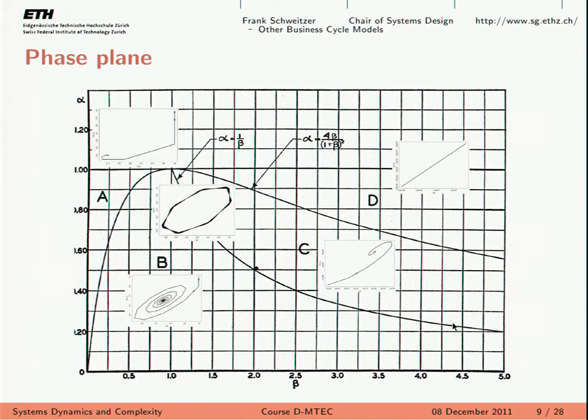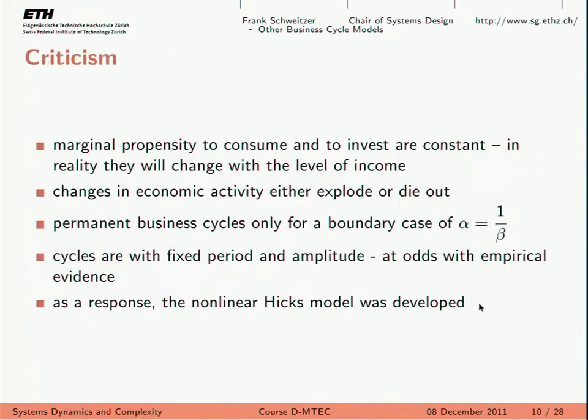So it's kind of a business cycle model, but it produces business cycles as kind of an exception, right? In most cases, it either explodes or dies down. And that motivates a lot of the critical points on this slide, namely the third bullet point. Business cycles are only a boundary case. But moreover, the cycles have a fixed duration and fixed amplitude. You can show that, which is obviously again not realistic.